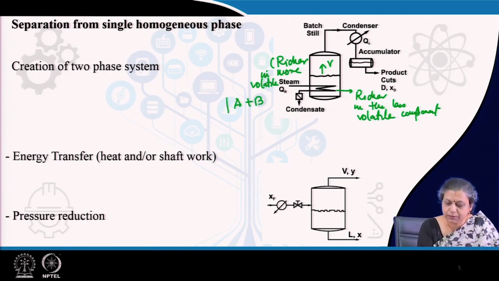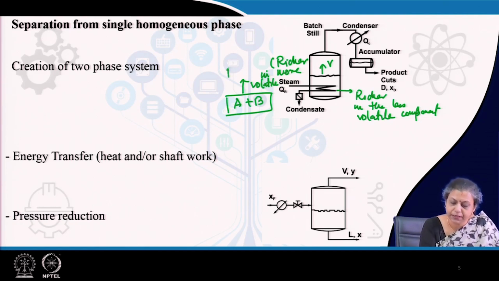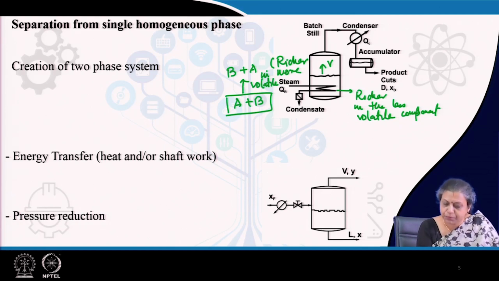So, suppose the mixture comprises A and B, and B is the more volatile component. Definitely in the vapor we will have both A and B, but we will have a greater proportion of B here and a lesser proportion of A, and the liquid which will be lying here, naturally it will be richer in A, having a lesser proportion of B, right.